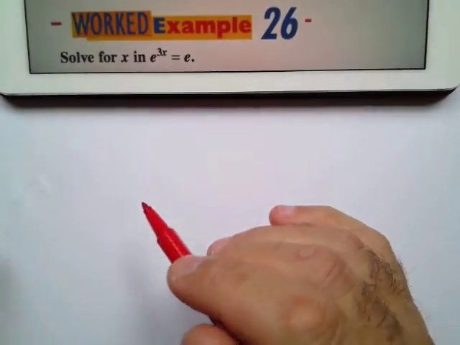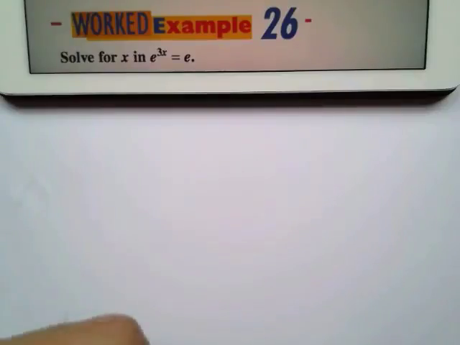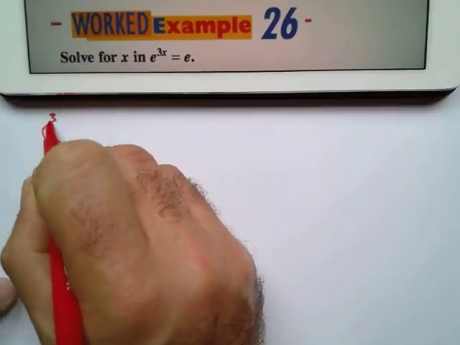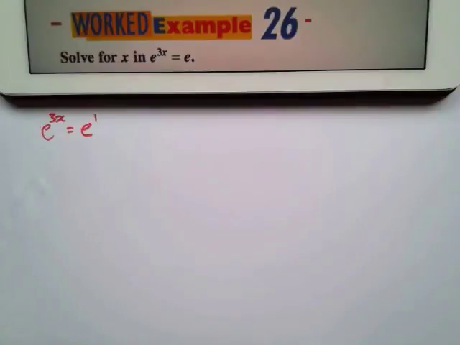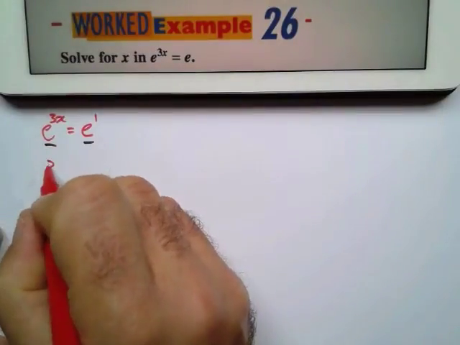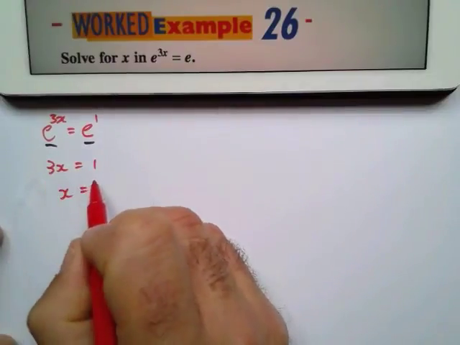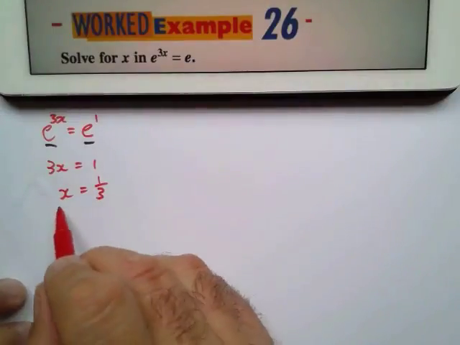When working with the base e, remember this is just a number, so we'll handle it like we do with any other exponential equation. So if I have e to the power 3x equals e to the power 1, if these are the same, then 3x must equal 1. Therefore x must equal, divide by 3 both sides, a third. That will be my answer.